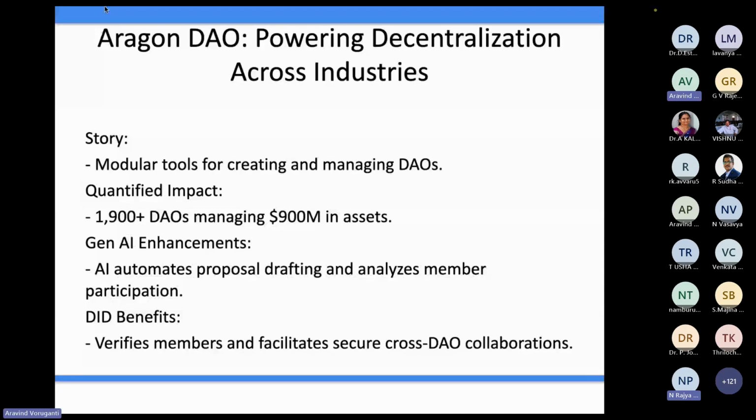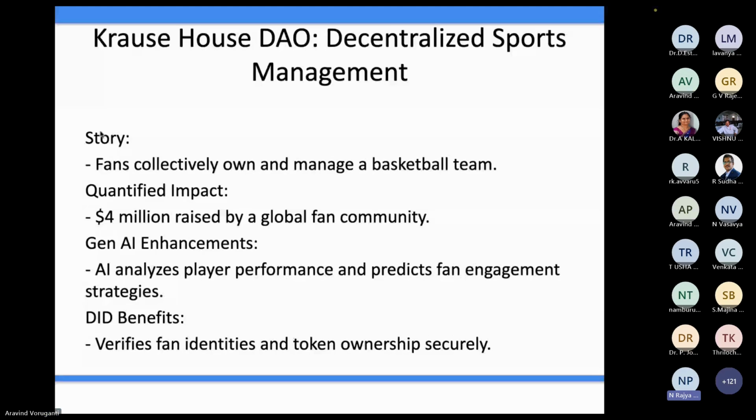So now let's look at the next slide. This is Crosshouse DAO. Basically, it is decentralized sports management. We all know basketball, football, cricket. These are games which have huge followers, fans, merchandise, and brand value.